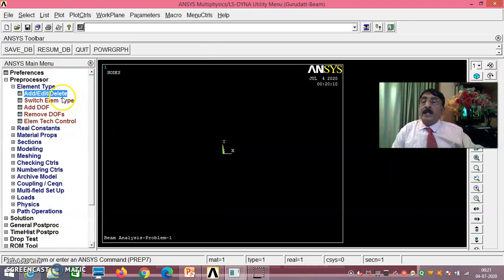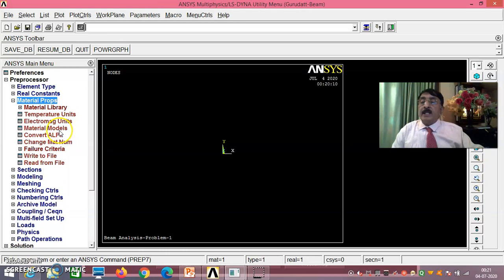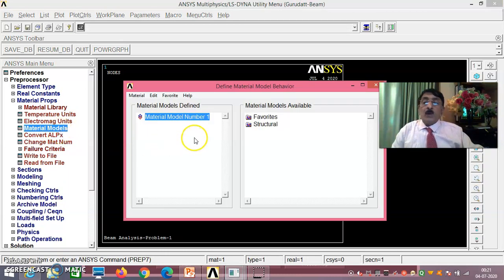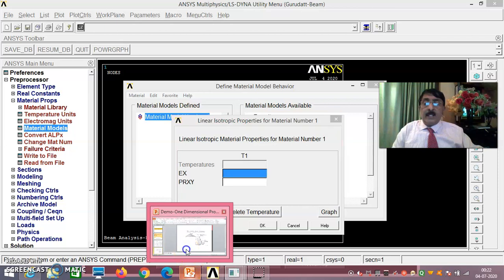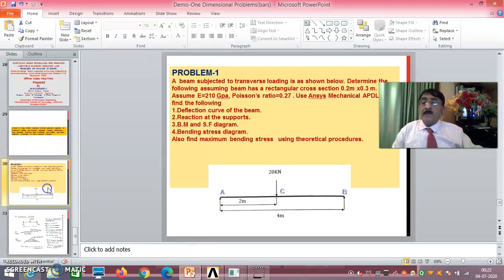Beam 188 element does not ask for real constants. That is why the real constant will be provided separately. Then we go for material properties, material models, structural, linear, elastic, isotropic. You see what exactly is the problem given. It is 210 GPa and 0.27, correct? That is E 210 GPa, that is 210 into 10 to the power of 9 Newton per meter square, or 2.1 E11 you should put.